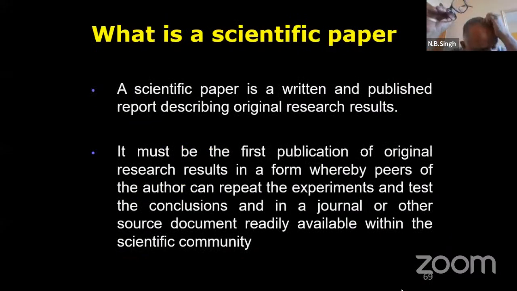Now, once you have done a lot of research work, the objective, of course, is the PhD thesis, but publication of a research paper has now become a compulsory component of your PhD thesis. So what is a scientific paper? A scientific paper is a written and published report describing original research results. It must be the first publication of original research results, in a form whereby peers of the author can repeat the experiment and test the conclusions, and in a journal or other source document readily available within the scientific community.